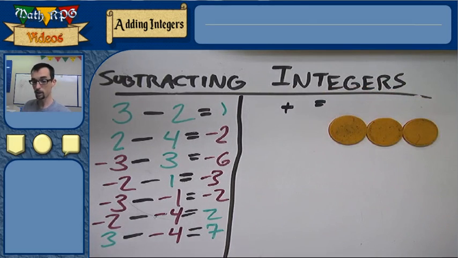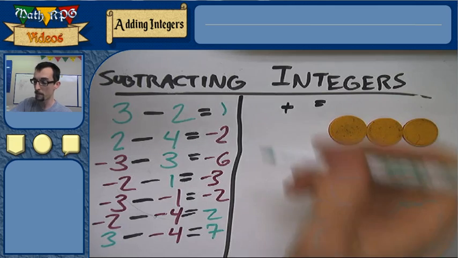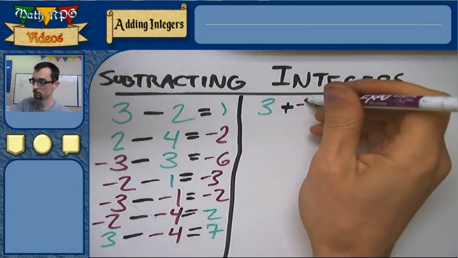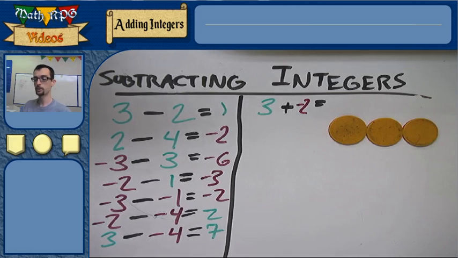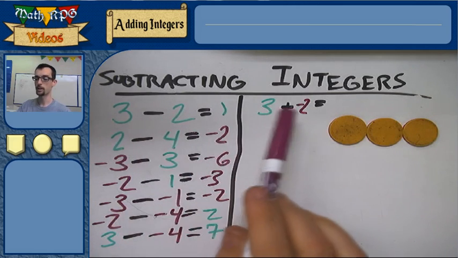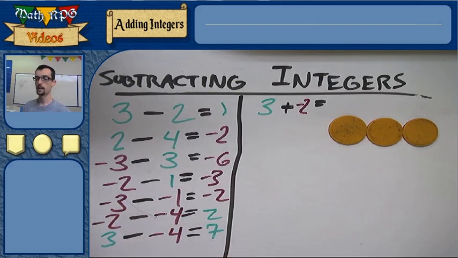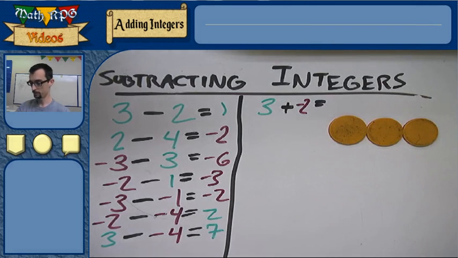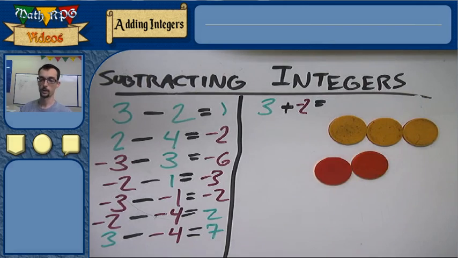So before, we started with 3 and we subtracted positive 2, but I can also think of it as adding negative 2. So the first number is the same. My sign is changing. Instead of subtracting, I'm going to add. And now my second number changes from a positive to a negative. And when I do that, now I'm adding chips. I'm not subtracting anything away.